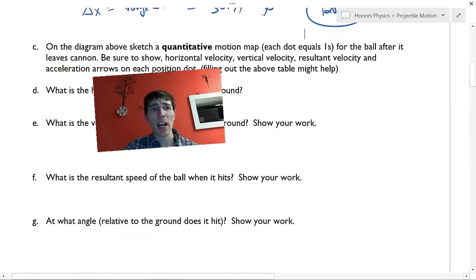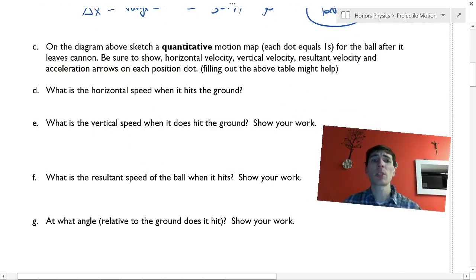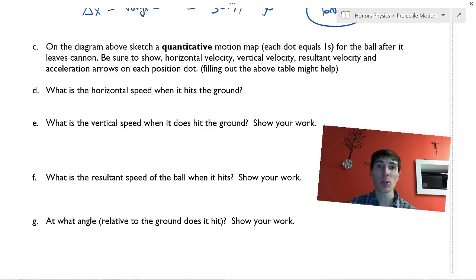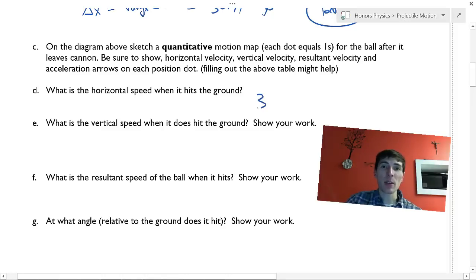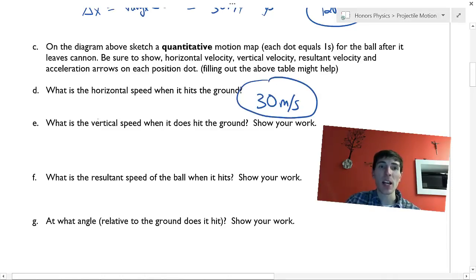Okay, parts D, E, F, and G. Part D says, what is the horizontal speed when it hits the ground? When it hits the ground, because nothing has interfered with its horizontal motion, nothing has caused it to slow down or speed up, there has been no external force horizontally, it's going to keep doing what it was doing. So it's going to keep that 30 meters per second that it had when it launched out of the cannon horizontally, because nothing messed with it horizontally.